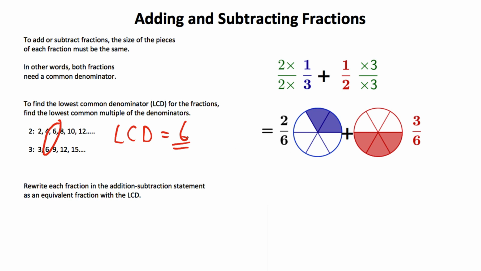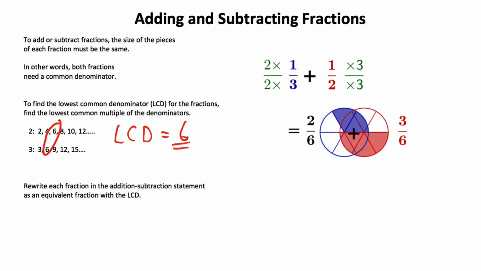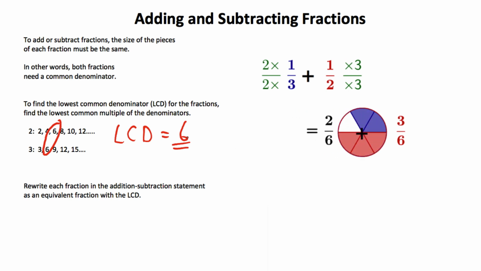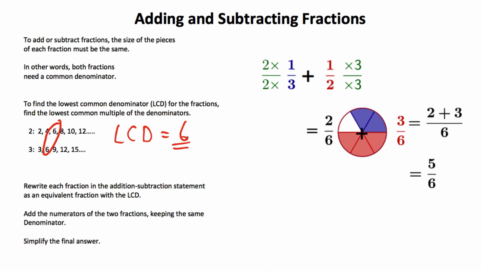And now that we have the same sized pieces in both fractional pictures, we can combine, add together those pieces, and we can see that the result from the picture is 5/6, which we can get simply by adding our numerators, 2 and 3, to get 5, and keeping our denominator 6, which represents the size of the new pieces.